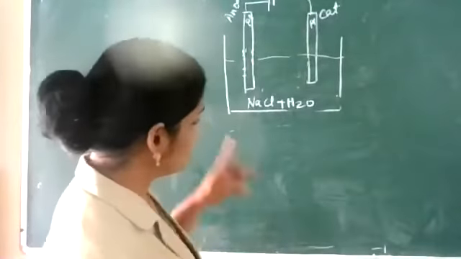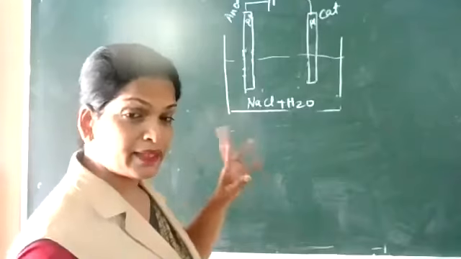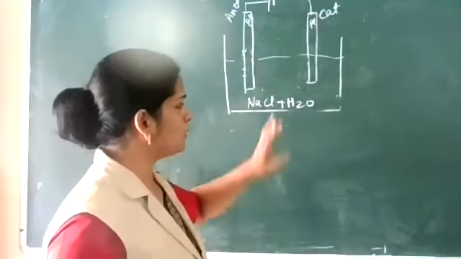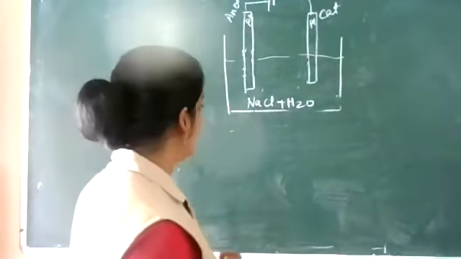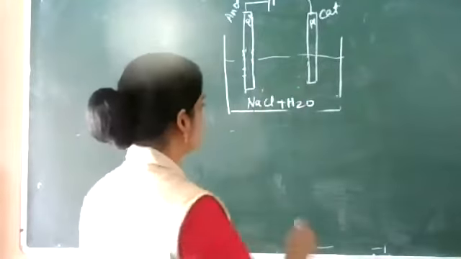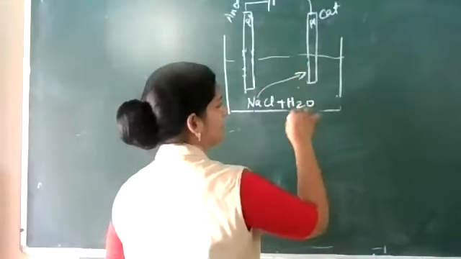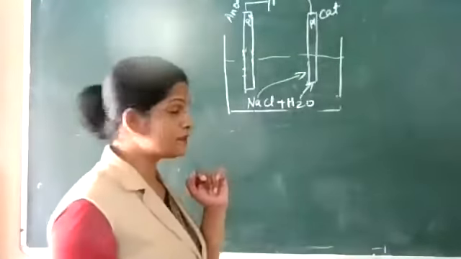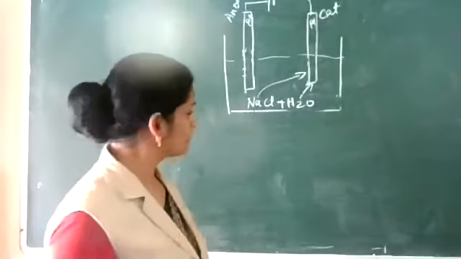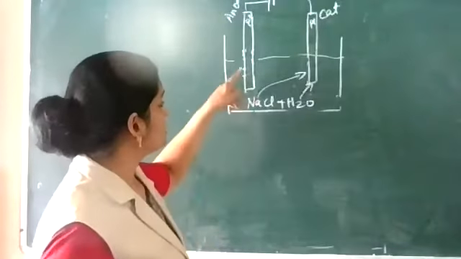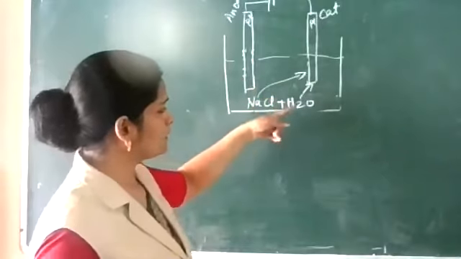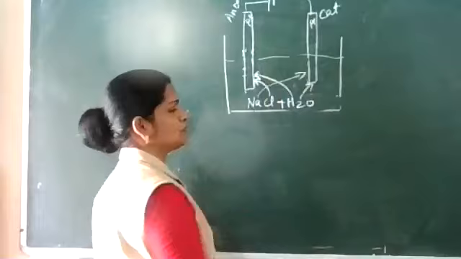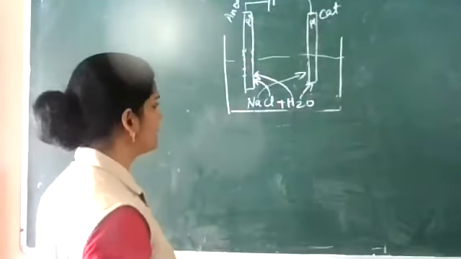So at cathode, two things will be competing. At anode also, two things will be competing. Towards cathode, Na+ can go, H2O also can go. There is a competition between Na+ and H2O. Similarly, towards anode, Cl- can go, H2O can go. Cl- will be competing with H2O. Let's see this at cathode.